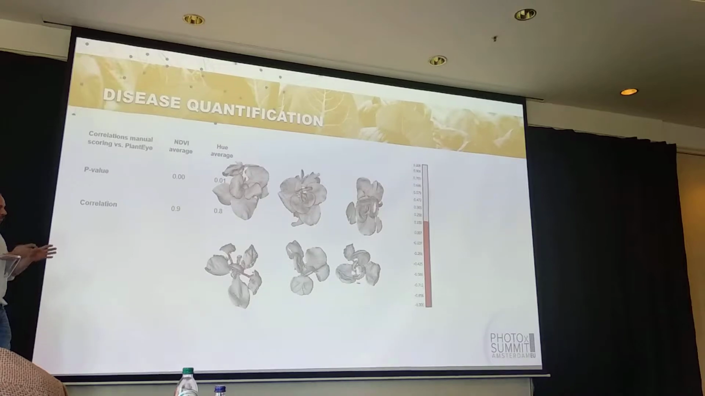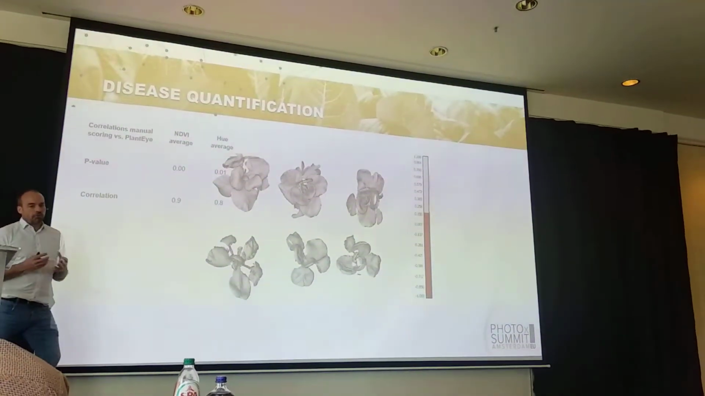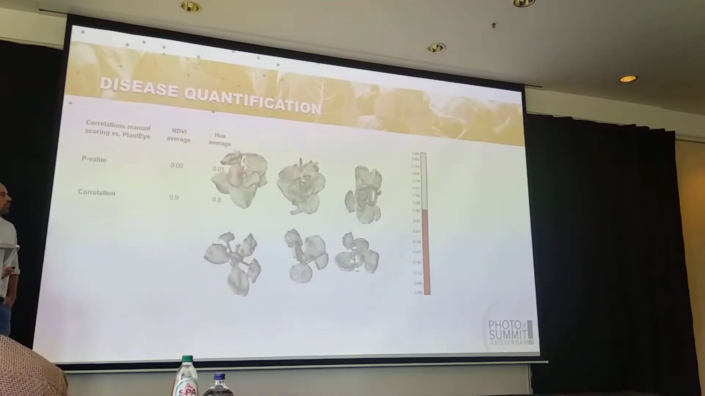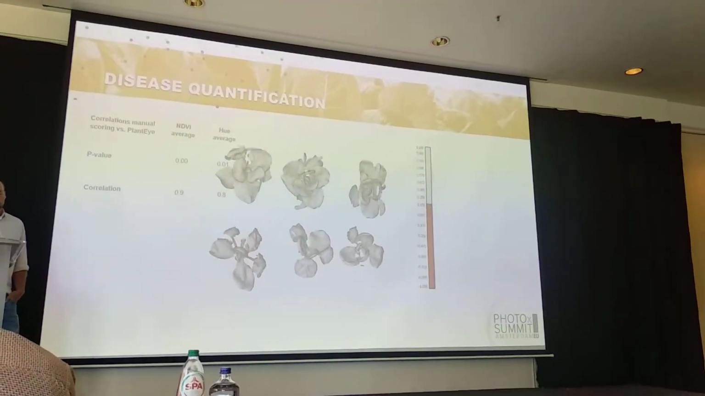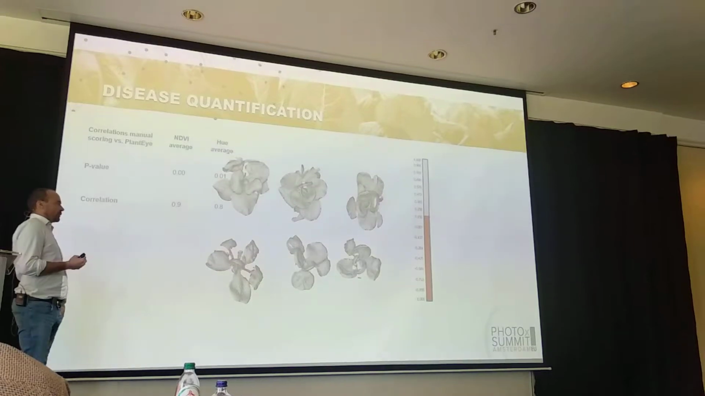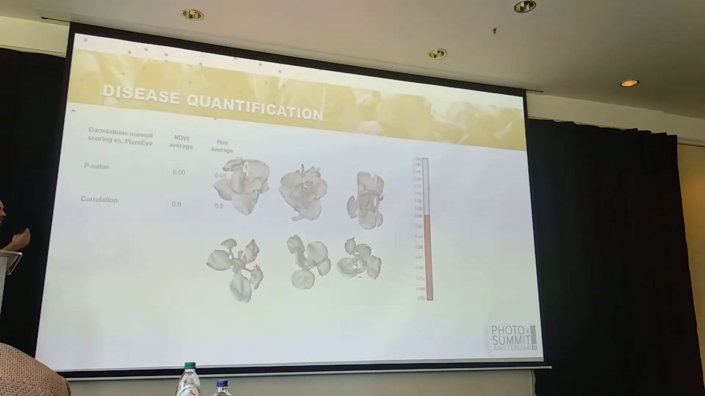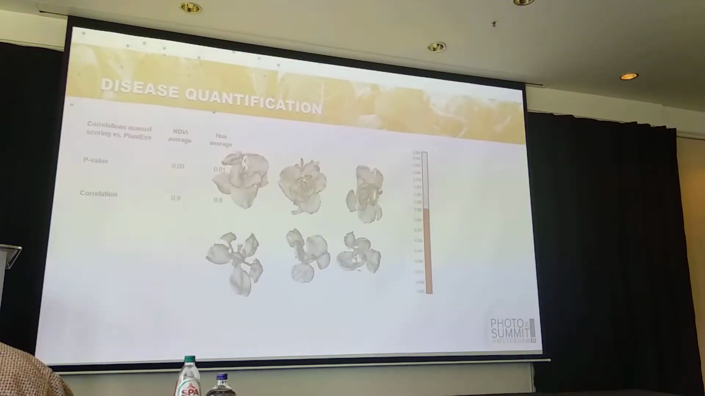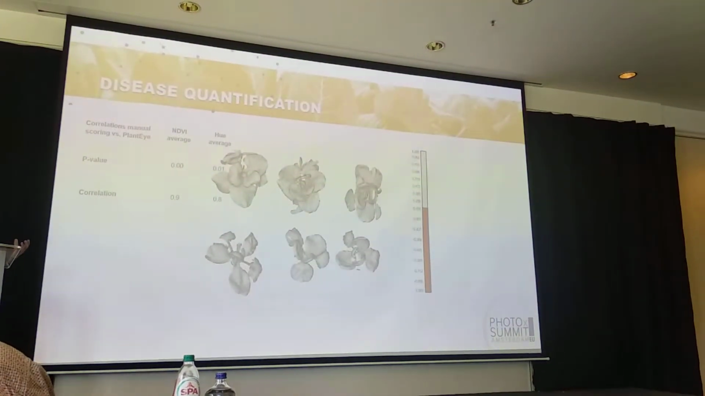With the same technology, we can also capture diseases. In this case, this is cabbage, and we're analyzing the effect of an illness. It's a bacterium, Xanthomonas, and breeders breed for resistance against Xanthomonas. Also here we use PlantEye.